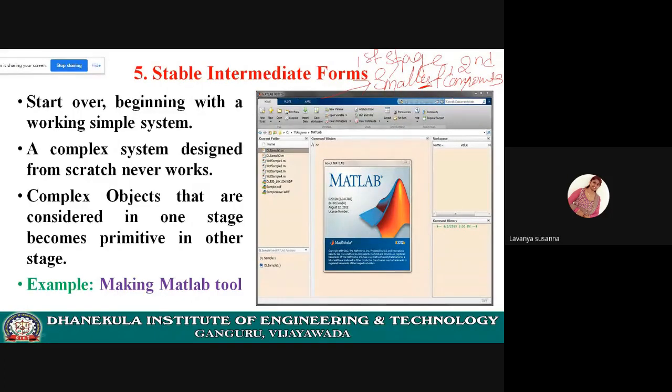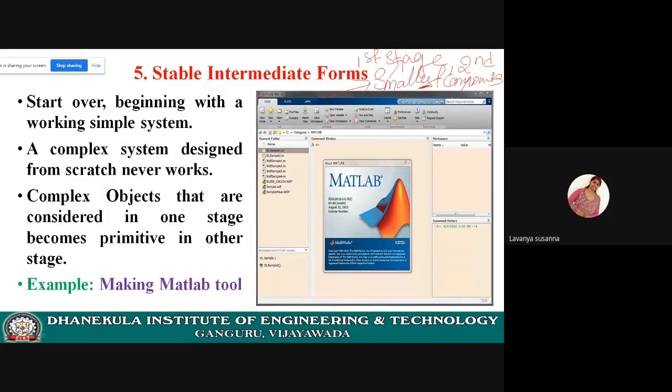You must identify what the smallest components are in the complex system, and then develop that smallest component. In the next stage, the second stage, you add some features to the smallest component, which becomes some complex component. And in another stage, you add some other features to the complex component, which becomes some other complex component. Finally, you are developing the complex system. That means you must develop the complex system stage by stage.